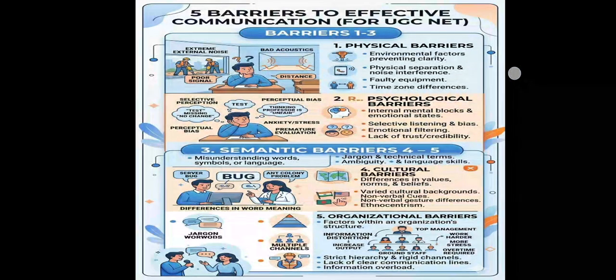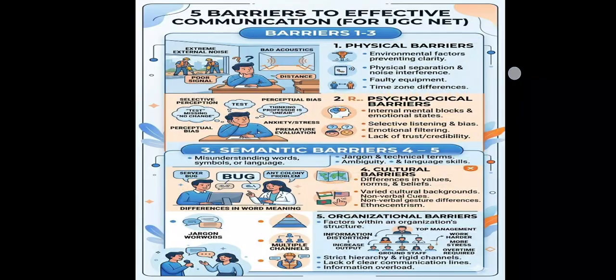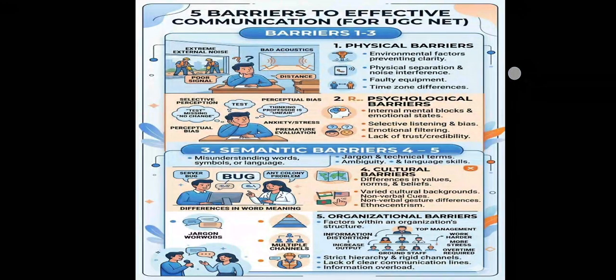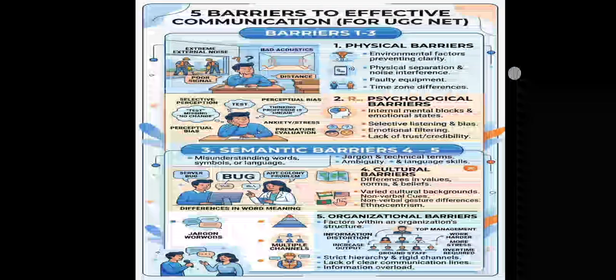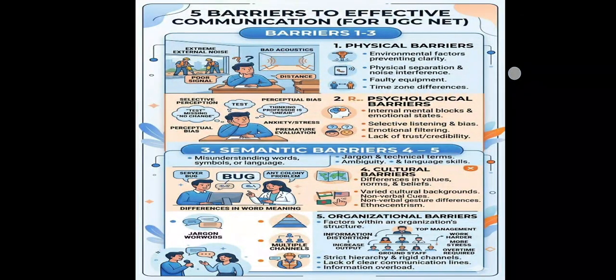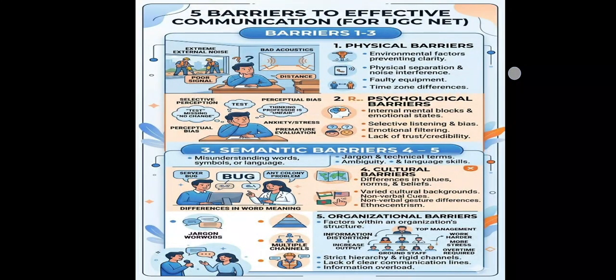Next, we have physical separation and distance. If a sender and receiver are miles apart without proper tools, communication fails. Physical distance limits face-to-face interaction, preventing us from reading body language or hearing each other clearly. Faulty equipment. In our digital age, this is huge. A poor Wi-Fi connection, a malfunctioning microphone during an online seminar, a broken telephone line, or a blurry webcam. These all are technical yet physical breakdowns in the medium of communication.